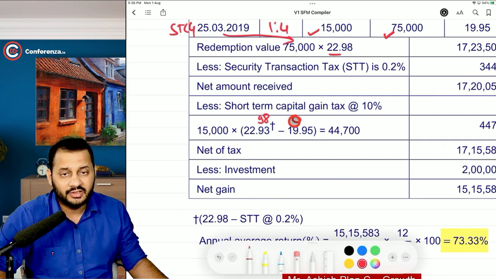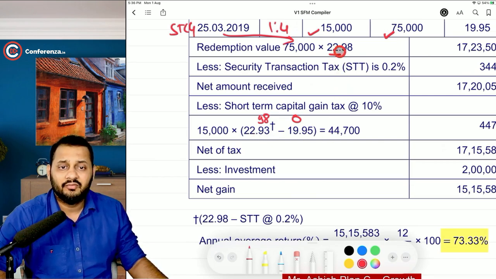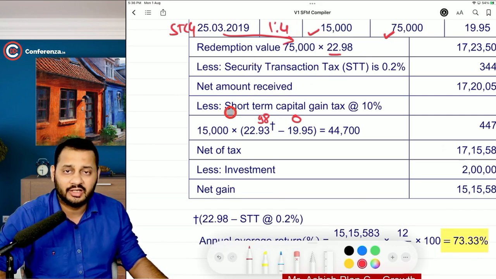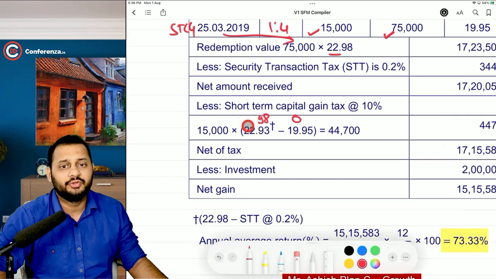So you can go with the correct treatment. This treatment is wrong. This treatment is also wrong. They should not take 22.93. How has this been arrived at? They have reduced the securities transaction tax from 22.98. So they are basically taking the deduction of this expense before calculating the short term capital gain tax, which is not allowed under the tax rules. So you should not do that.